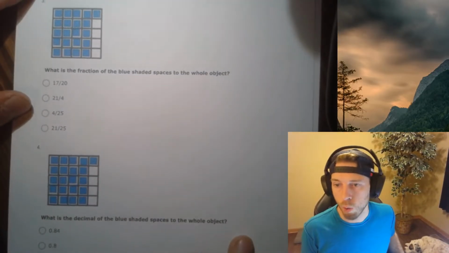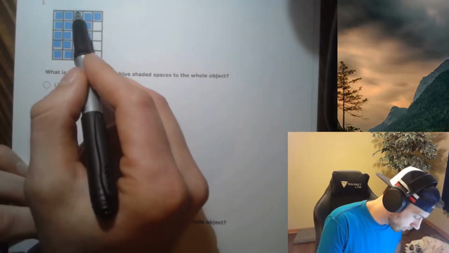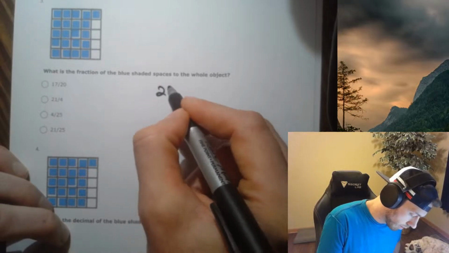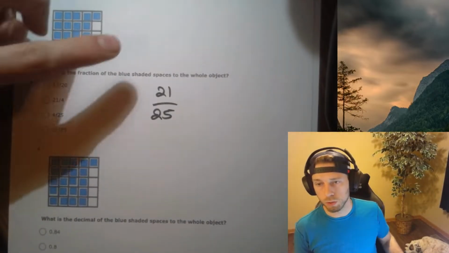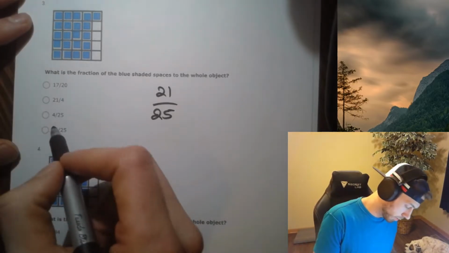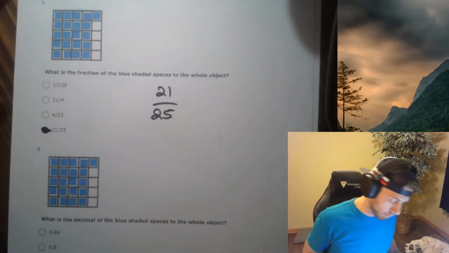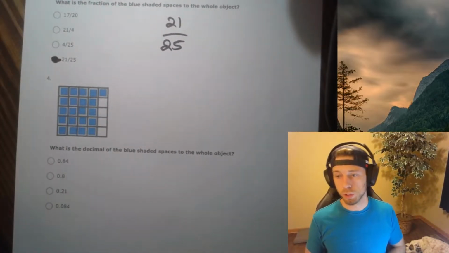Next one, number 3. What is the fraction of the blue shaded spaces to the whole object? That is 5 times 5. This is 21 out of 25. 21 blue, 25 total. And this is the only answer here that does not simplify. The next question, what is the decimal of the blue shaded spaces in the whole object?